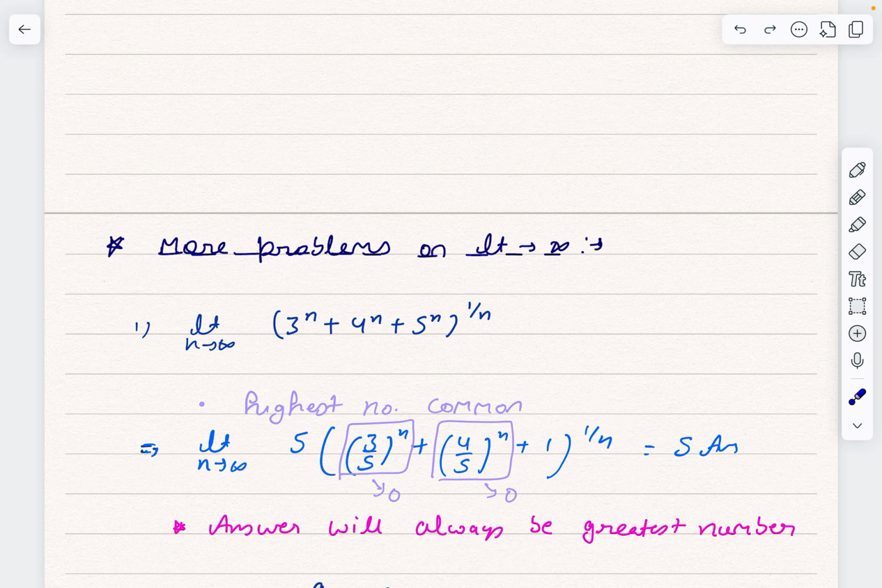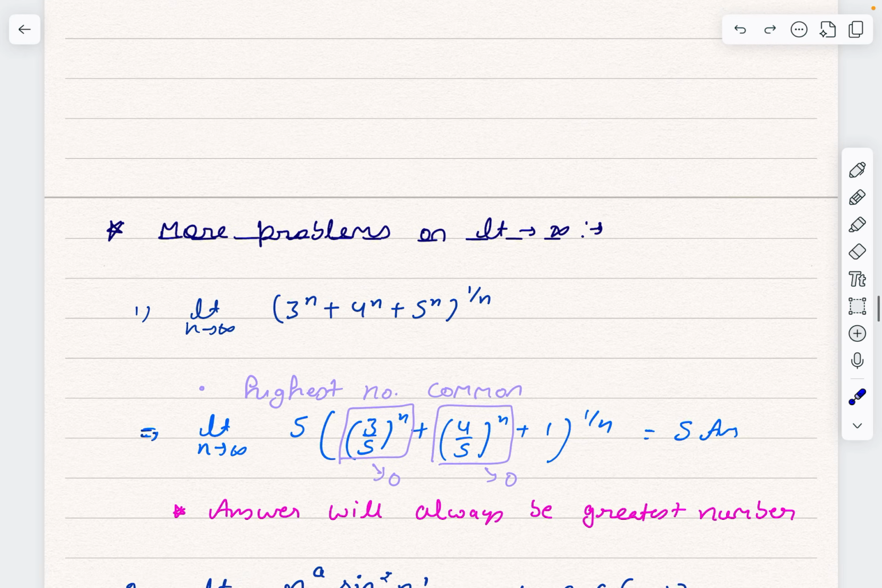And now we have discussed that if a number lies between minus 1 and 1, its power infinity will just be 0. So 3 by 5 power n will be 0, and 4 by 5 power n will also be 0. So we get 0 plus 0 plus 1, so it becomes 1 power 0. 1 power 0 will just be 1 only. So the final answer is just 5. Okay, like I told you, remember the answer will always be the greatest number. That's all. Next time you see this problem, you can directly write it. Okay, next one, guys.